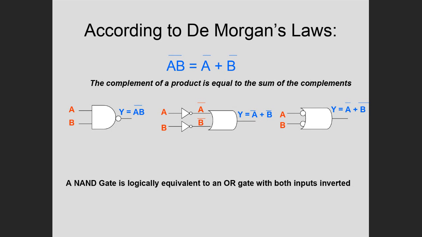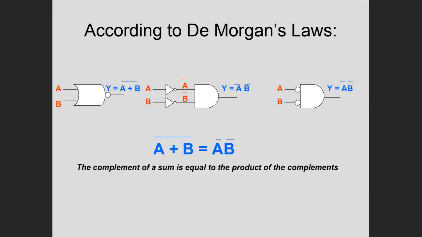So I can do this with the NAND gate, or I can do this with the NOR gate, right? So again, you can follow this if you want to. You can go through the logic. You can follow this diagram here.